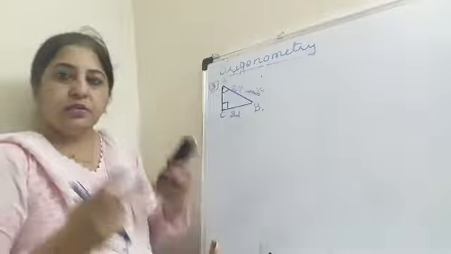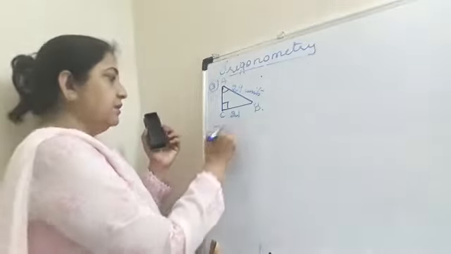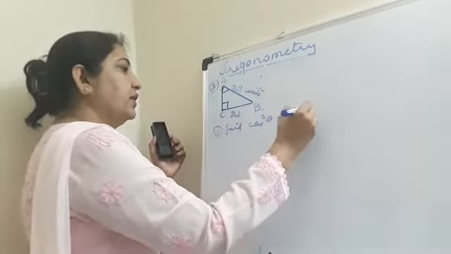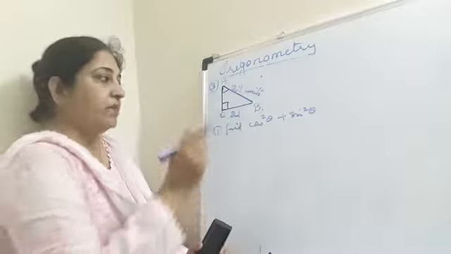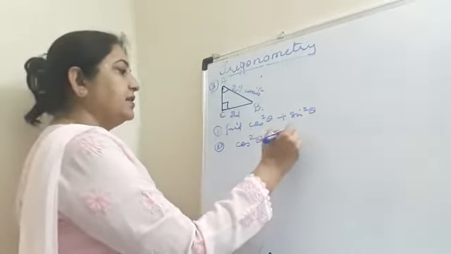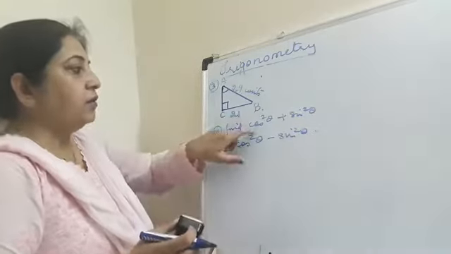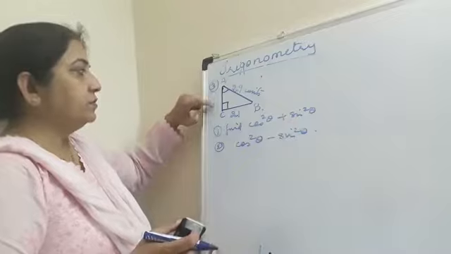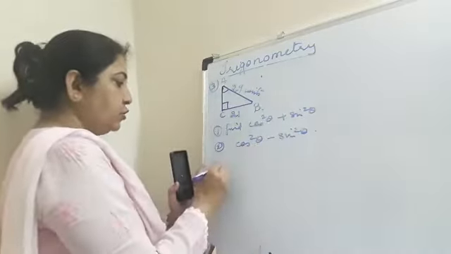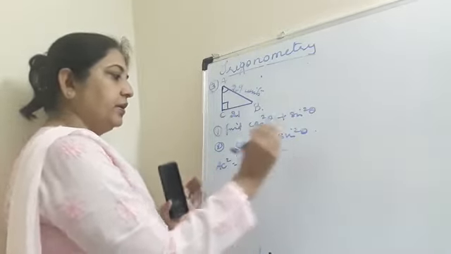You have to find, there are two parts in this question. Number one, find cos square theta plus sin square theta. Then second, cos square theta minus sin square theta. So to find cos and sin, we need this side also, which is side AC. We find AC square is equal to 29 square minus 21 square.